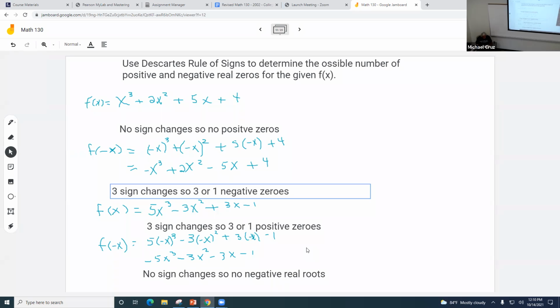So the sign changes, after you've evaluated it for negative x, is the second part. The first time you just look at it as it is, and then for the negative roots, you plug in negative x and evaluate it, just like we did for odd and even functions.